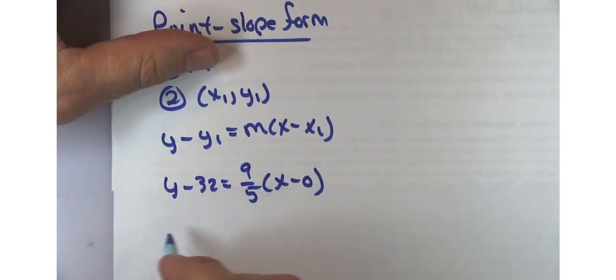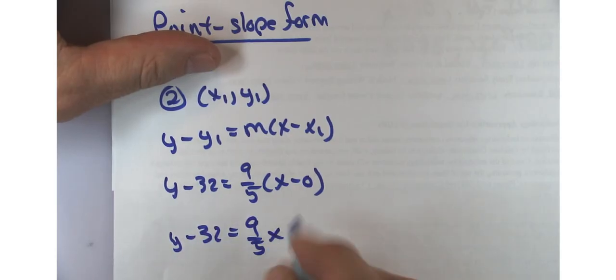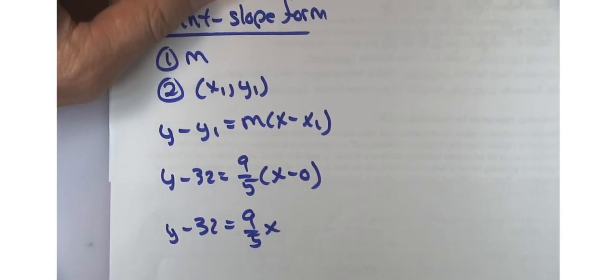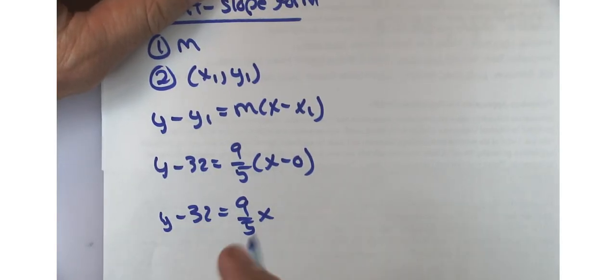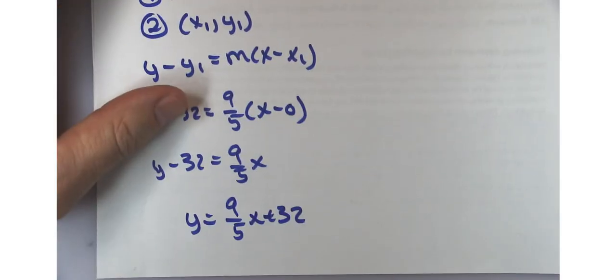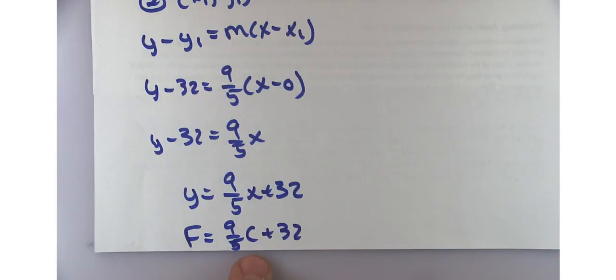If I distribute the 9/5, I get y minus 32 equals 9/5 x. What's 9/5 times 0? Do I really need to write the 0 there? No. Last but not least, let's move that 32 to the other side. When that happens, what happens to that 32? It becomes a positive. You might recognize this in a different form. This is how to get from degrees Celsius to degrees Fahrenheit. Multiply by 9/5 and then add 32. Cool.